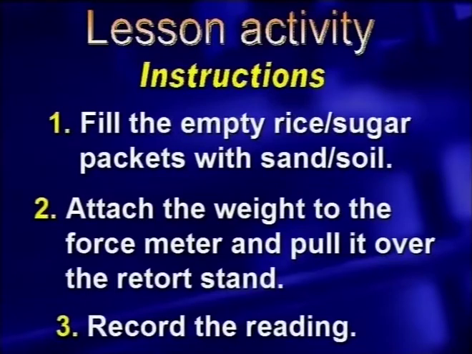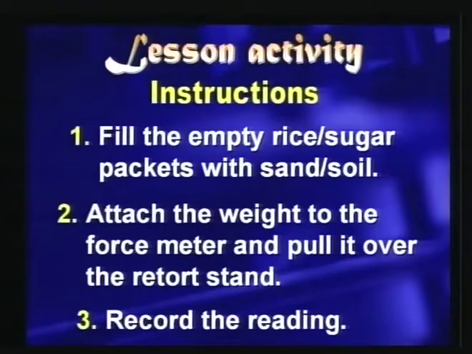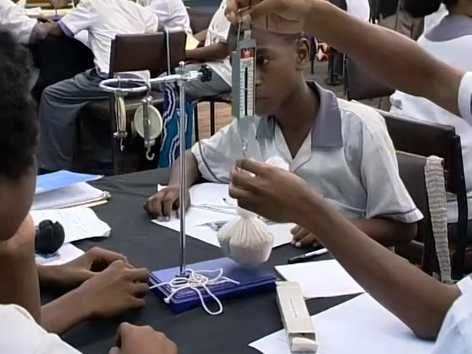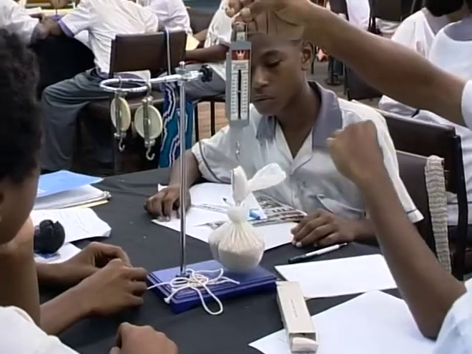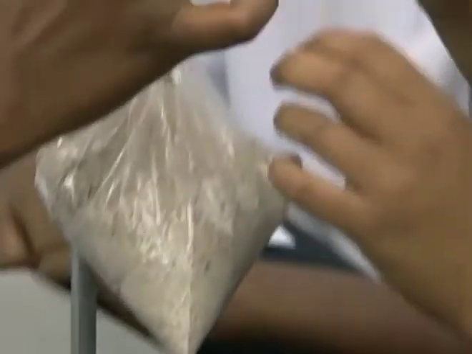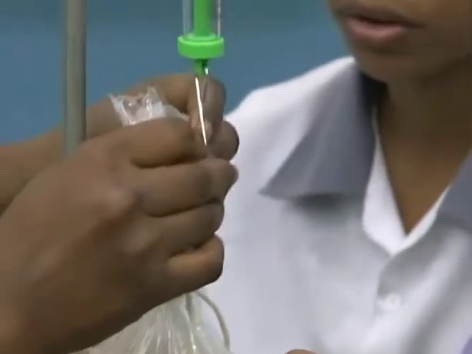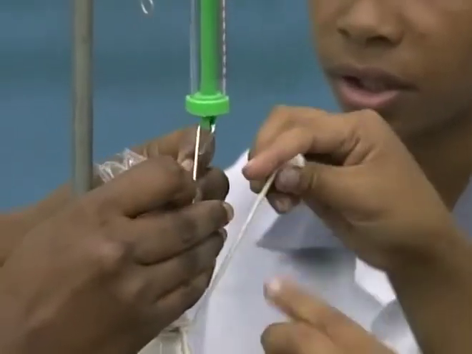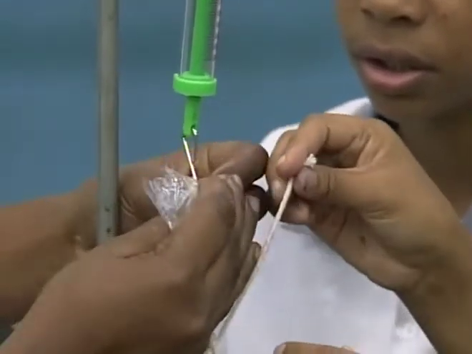Now it says you have to attach the weight. The weight is that plastic of sand. Attach it to the force meter and pull it over the retort stand. That is the retort stand here. This is the retort stand. You have a piece of rope there.